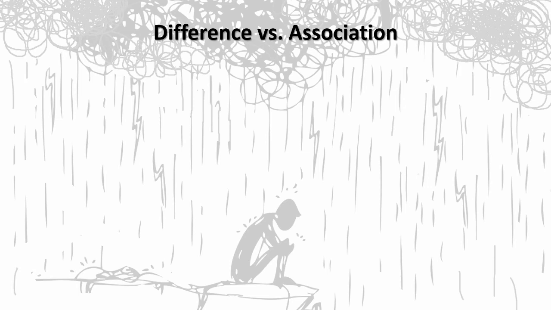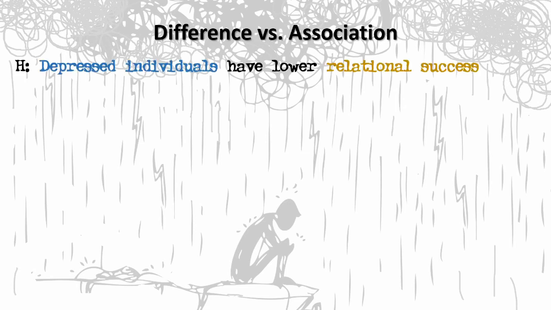They're essentially the same idea, but it's important to make this clear because it will affect the statistics you run on the back end. Examples again might be helpful in making these definitions clearer. If I hypothesize that depressed individuals have lower relational success than non-depressed individuals, this would be considered a hypothesis of difference because you're comparing differences between two or more groups. Those groups are depressed people and non-depressed people.